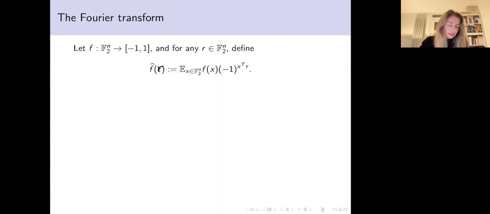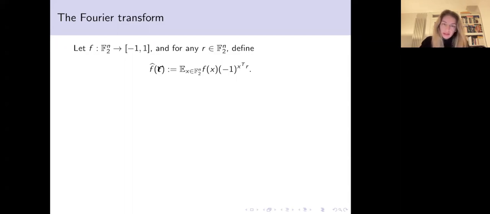But of course, I can make a very similar definition for other prime characteristics. So this definition, I'm sure you've seen something along these lines before. It has all the usual convenient properties, such as it comes with an inversion formula and Parseval's identity, etc.